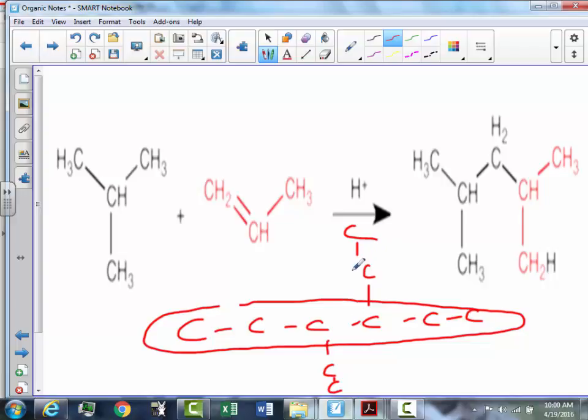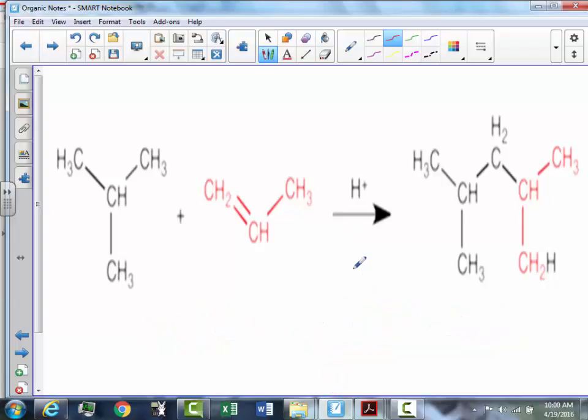Let me talk through this picture here. This is what I found when I googled alkylation. Here you've got a molecule, and here you've got another molecule, and it looks like you've got an H plus over top of the arrow, meaning that H plus is probably the catalyst. And as I look at this, it appears that this piece right here is still kind of sitting there right about here. Does that make sense? With one exception.